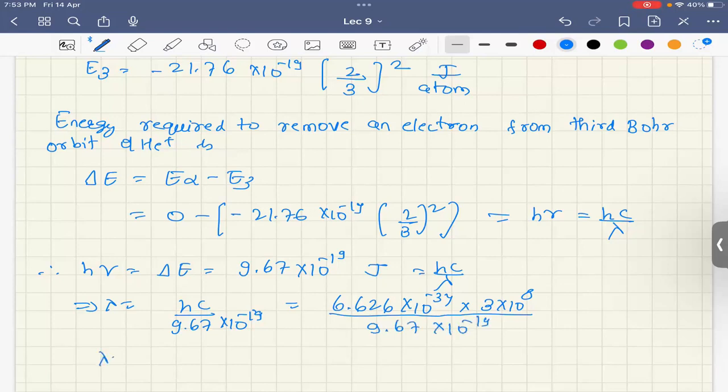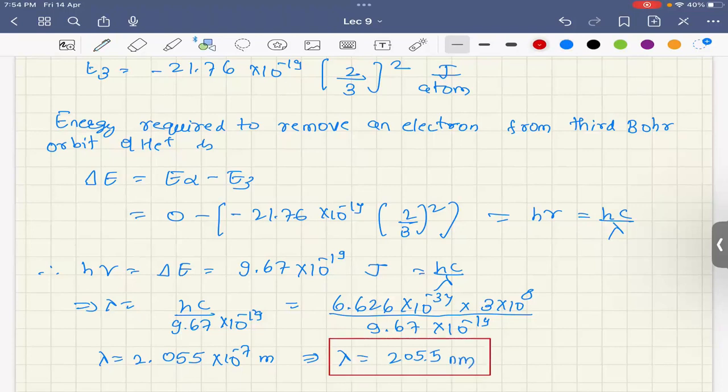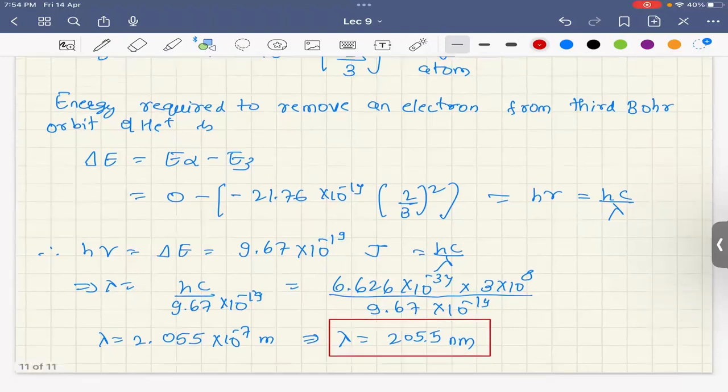Right? And hence lambda corresponds to be around 2.055 into 10 raised to power minus 7 meter, or lambda is equal to 205.5 nanometer, right? So this is the answer, right?